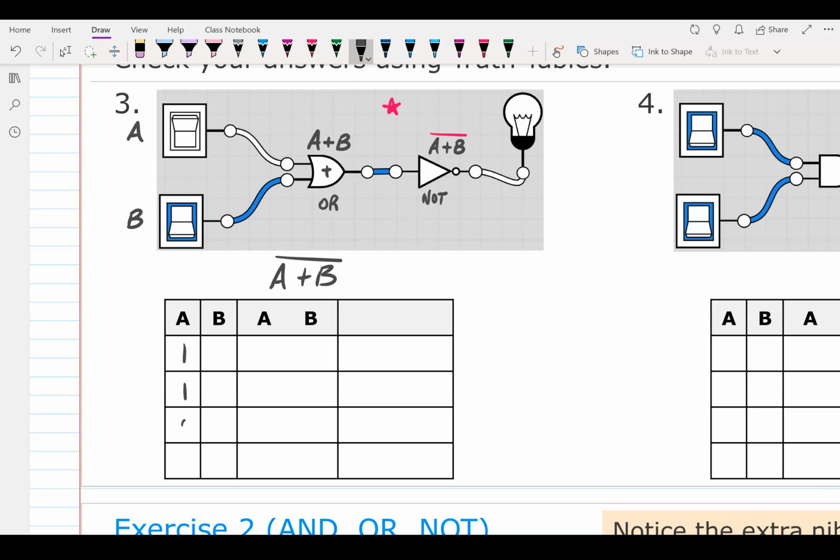A and B: 1, 1, 0, 0, 1, 0, 1, 0. A or B. Okay, let's do this piece first, the first piece of the gate. Add them together, A plus B added together. So 1, 1, 1, 0. Negate that, because we want our final answer, right? We want not A or B. We don't want A or B. We want not A or B. So we need to negate what we've been given. You take all these responses, all these outputs, and negate them in that last column. So just flip them. 0, 0, 0, 1.